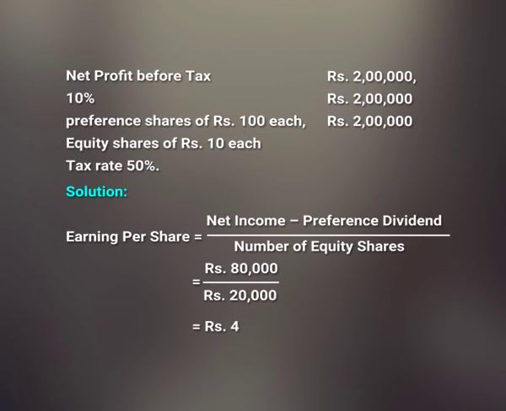We will see one question on this. Calculate EPS from the following. Net profit before tax rupees 2 lakhs, then 10% rupees 2 lakh preference shares of rupees 100 each, rupees 2 lakh equity shares of rupees 10 each, tax rate is 50%. Now, we will see the solution to this question. Earning per share is equal to net income minus preference dividend divided by number of equity shares, which is equal to rupees 80,000 divided by 20,000, which is equal to rupees 4. That is, EPS is equal to rupees 4.